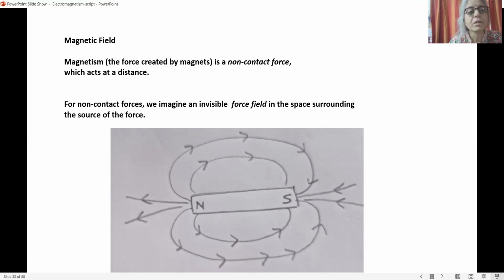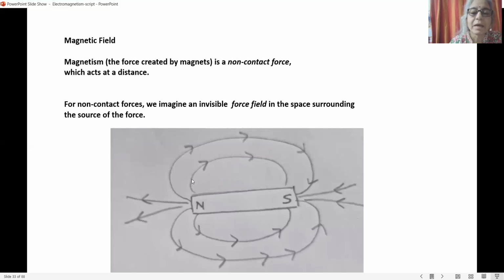So we saw that magnetism, that is the force created by magnets, is a non-contact force. It acts at a distance. So for this kind of non-contact force, scientists imagine an invisible force field in the space surrounding the magnet. So this is a magnet here.